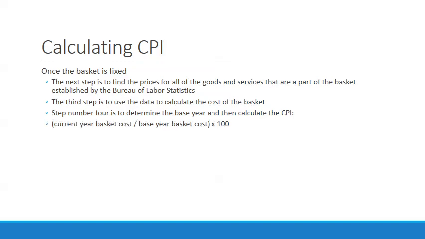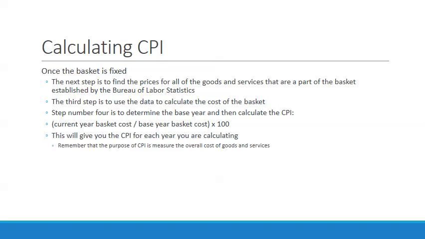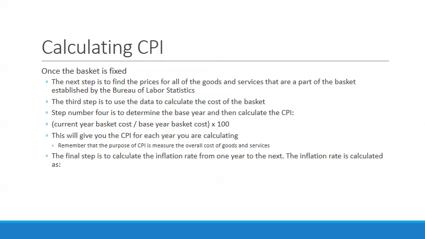And that's just the current year basket cost divided by the base year times 100. So it's a percentage, as we've been doing in a lot of our things, looking at that current year divided by that base year. And then this gives you the CPI for each year you're calculating. So remember, of course, the CPI's purpose here is to measure the overall cost of goods and services.